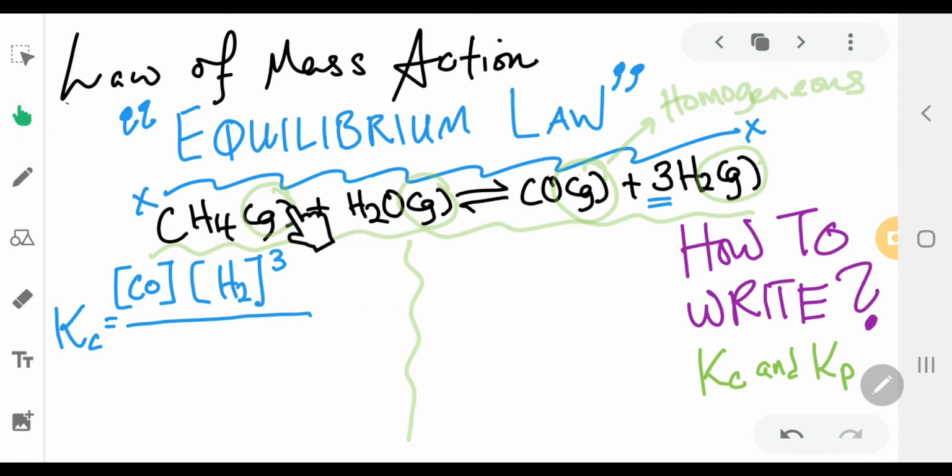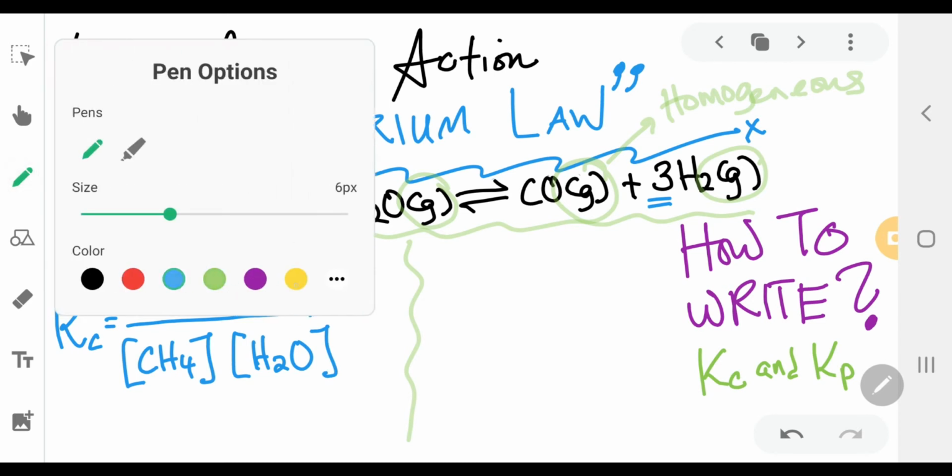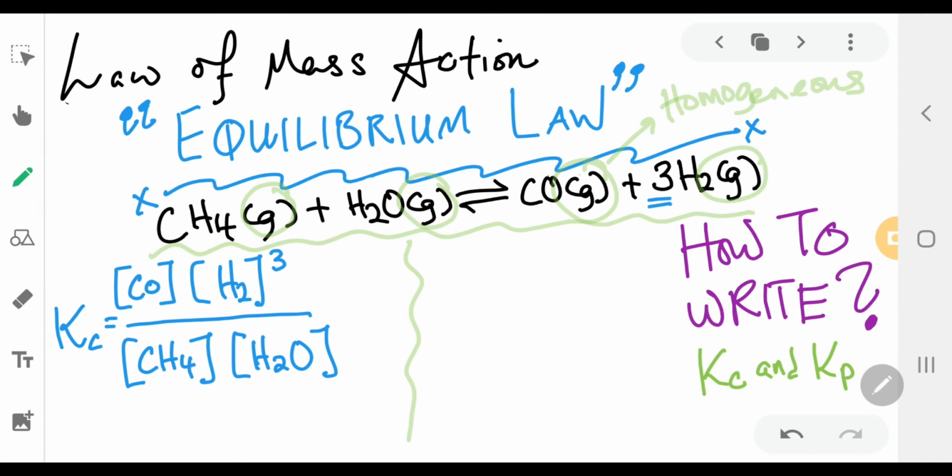the reactants that we have there. So CH4 concentration to the power of 1 times the concentration of H2O to the power of 1. The Kc is this. What about the Kp?